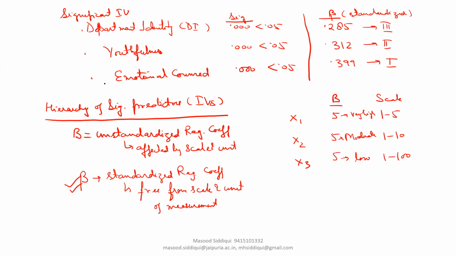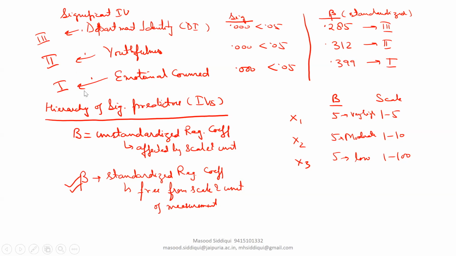So the most important predictor, or independent variable, having impact on the willingness is emotional connect. It means the logo must give an impression of emotional connect; it should be taken with the highest importance. The second is youthfulness. The logo must give an impression of youthfulness or vibrancy. And the third is departmental identity. It should also show that it belongs to a police department. So this is related to the hierarchy of the significant predictors.